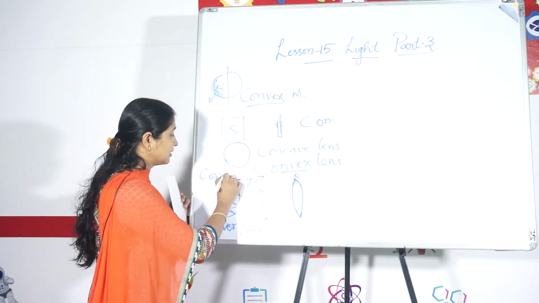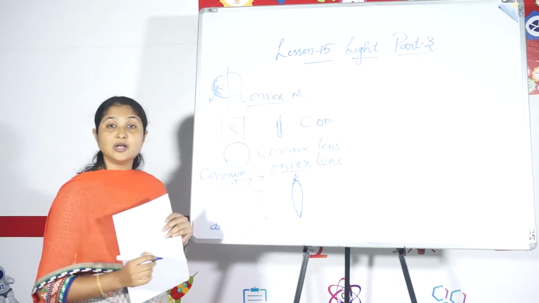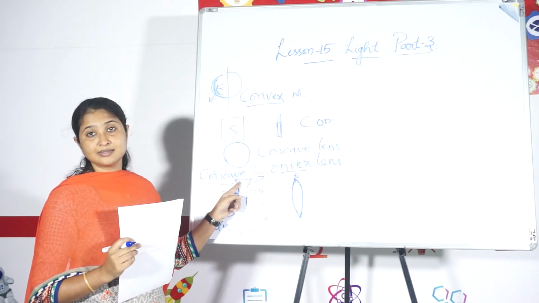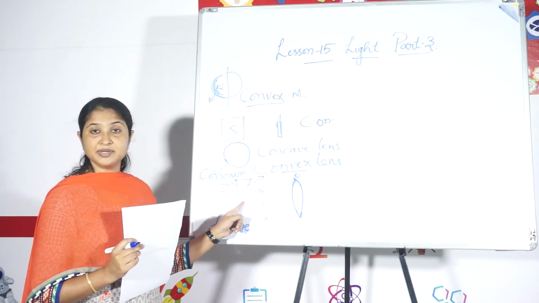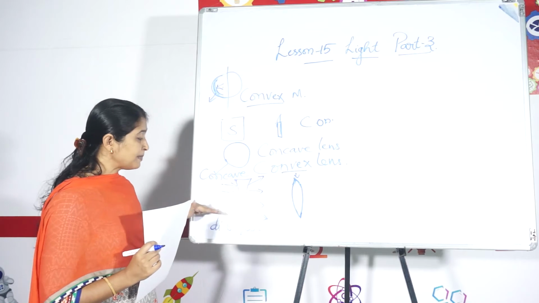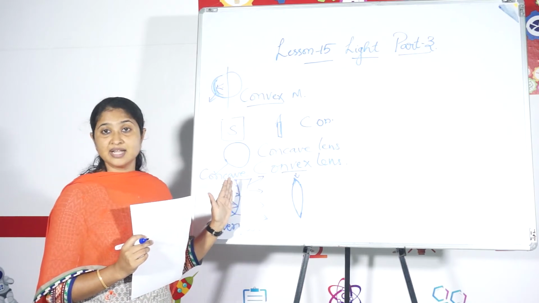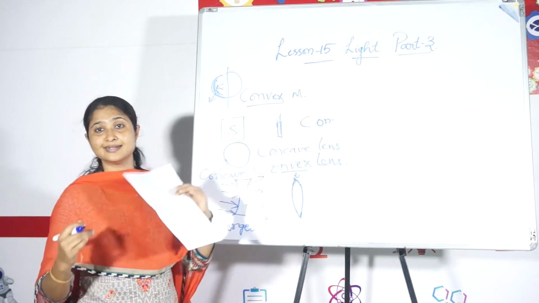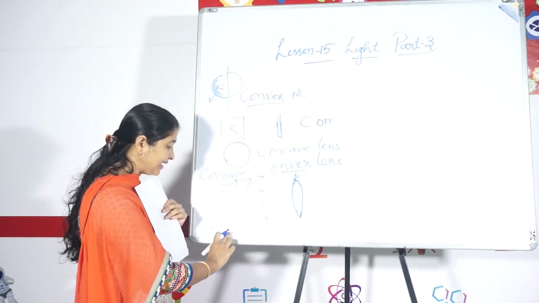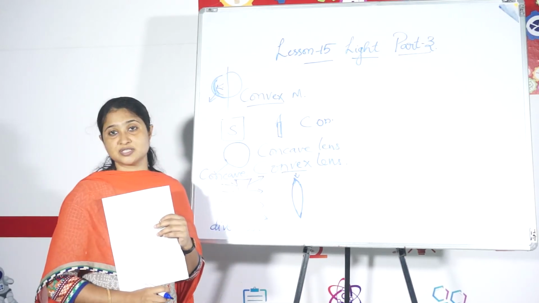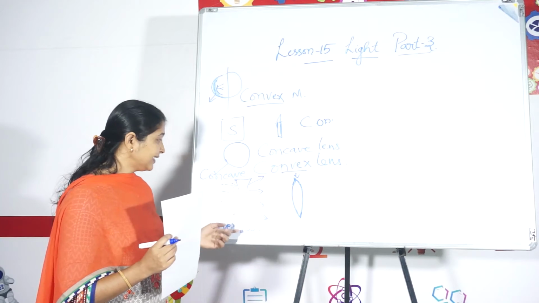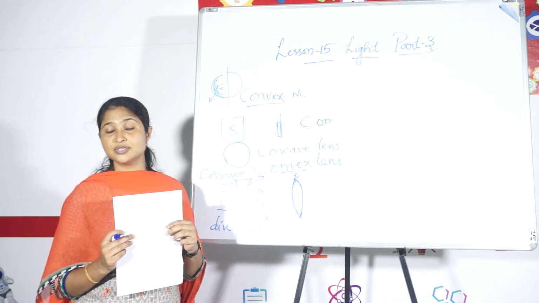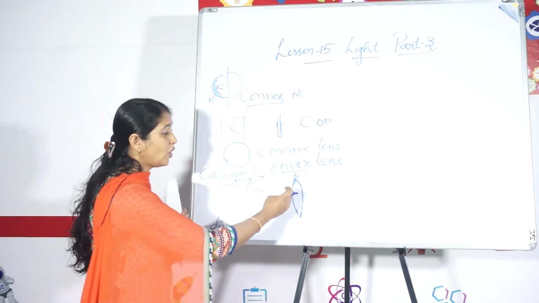This is the concave lens. I told you that it is thick at the sides, the edges, and thin in the middle. When the light is passing through this concave lens, what happens? All the light rays are scattered like this. So we call it by the name diverges, and we call it a diverging lens. Understood?